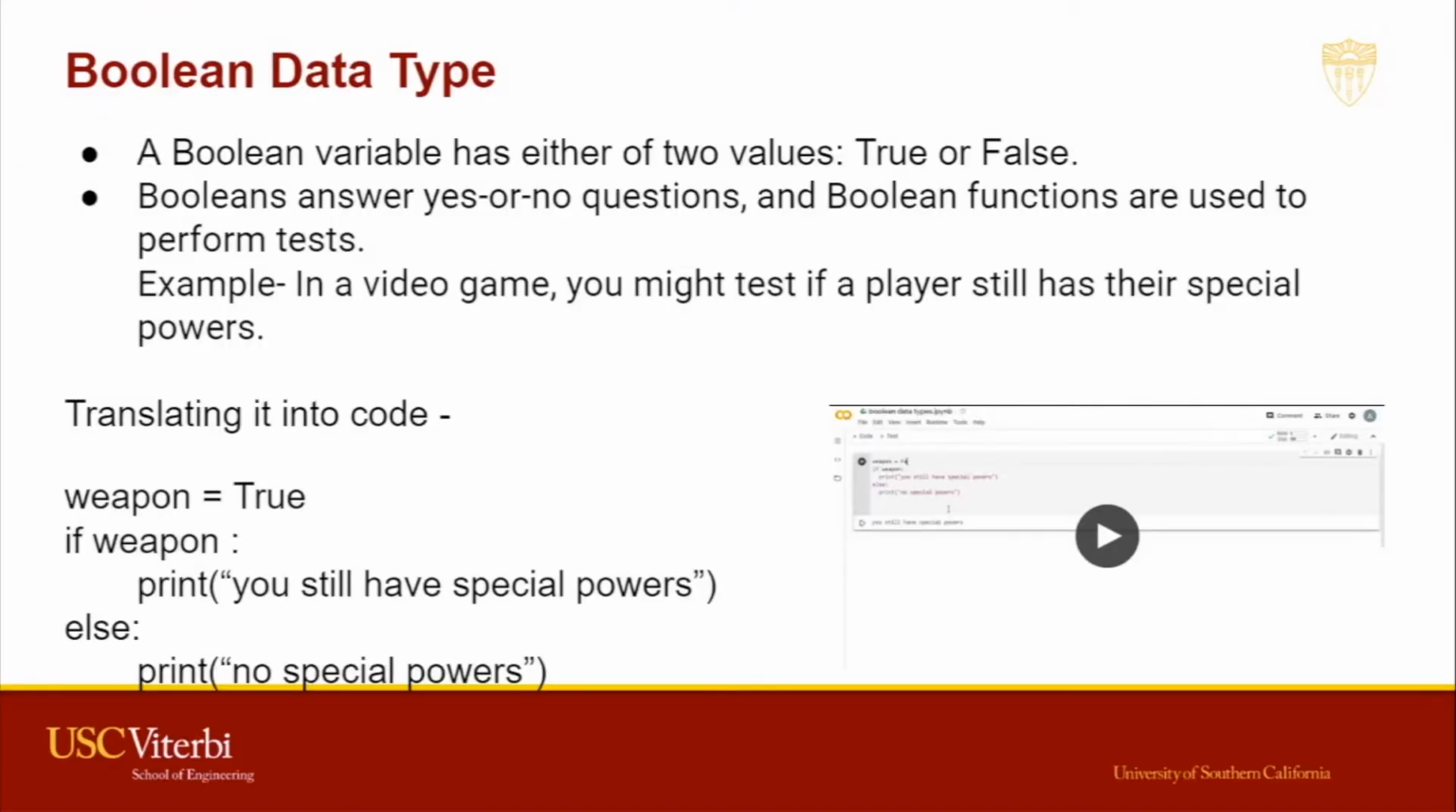Now the second data type is the Boolean data type. It can have only two values, either true or false. So they basically help you answer any yes or no questions, for example, whether today is sunny or not. It can be true or false, but not both at the same time. And they're used to answer yes or no questions and help you perform certain tests.